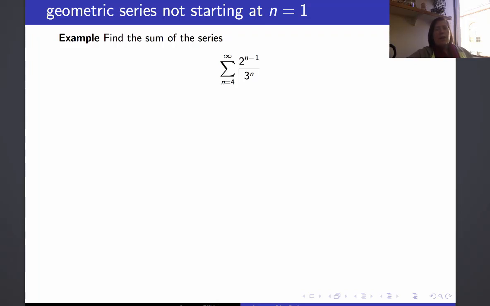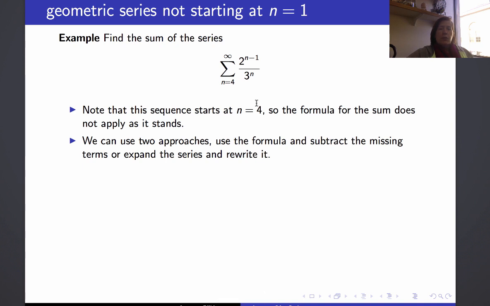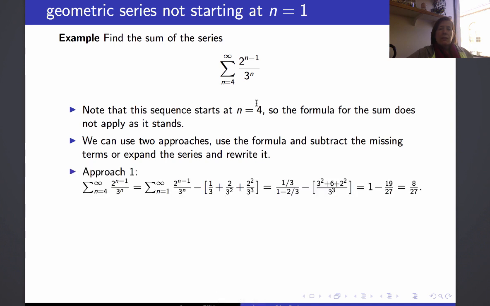Let's try another example, and now the series doesn't start at 1, it starts at n equals 4. And it is a geometric series, but we somehow have to reshape it to apply our formula. So there are two ways of approaching this. We can either use the formula as it stands, starting at n equals 1, and subtract the missing terms, or expand the series and rewrite it.